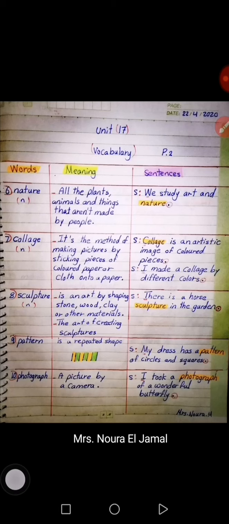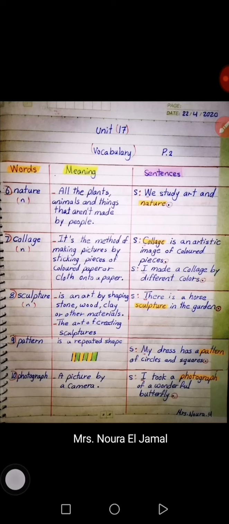Number 8, sculpture. Sculpture here is a noun. What's the meaning of sculpture? It is an art by shaping stone, wood, clay, or other materials. The art of creating sculpture. What's the meaning of that?